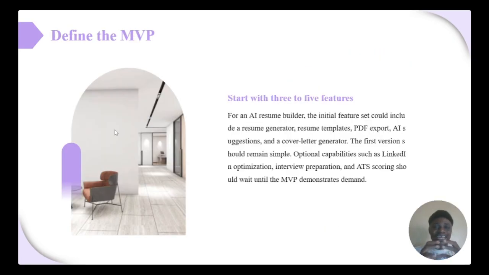Now we are going to define as well the minimum viable product, the MVP. Now, it's very good to start with 3 to 5 features. When we are defining our MVP, it's very important to start with 5 features. For an AI resume builder, for example, right? The initial feature set could include a resume generator. That's one of the features that will be inside of this particular software we are building. A resume generator, a resume template, a PDF export. These are key features, right? Another one could be AI suggestions and a cover letter generator.